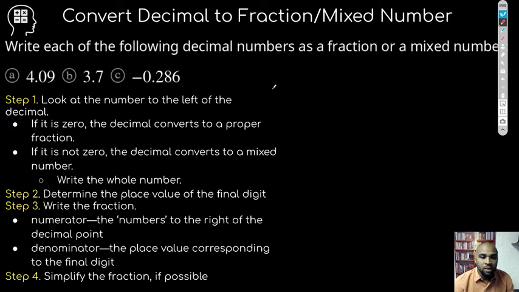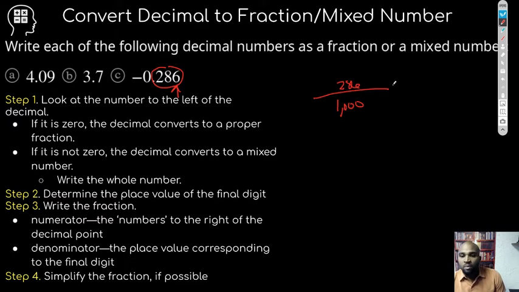Negative 0.286, how do you write that? If there's a number there, you write it, but we don't. So this is just going to be a fraction. This last number goes all the way to the thousandths. So when I write this fraction, I'm going to put 1,000 in the denominator and this whole number on top, 286 thousandths. Now, I know I can simplify this by at least 2 because they're both even, so I'm going to start there. I can divide that by 2.